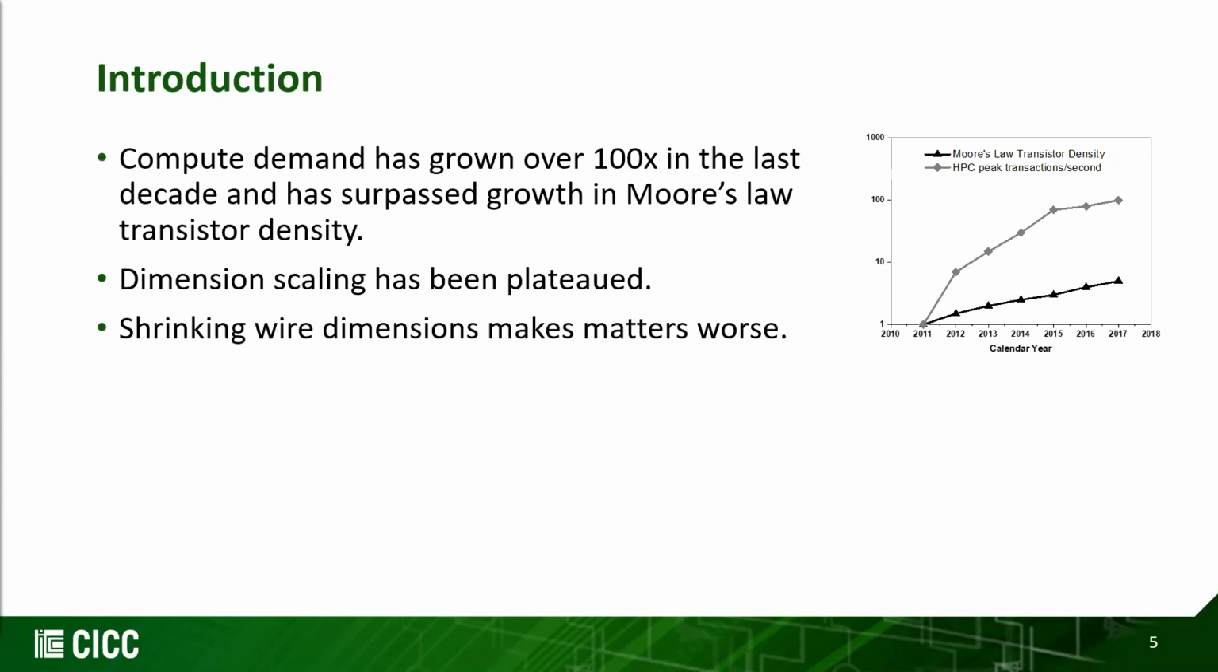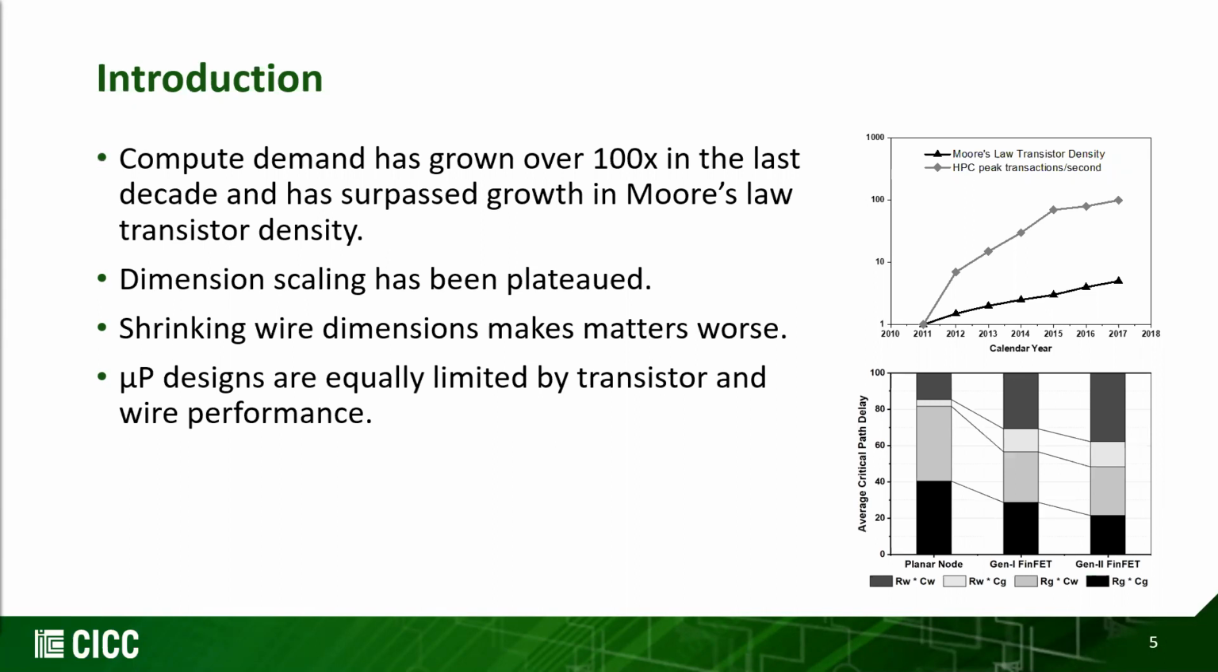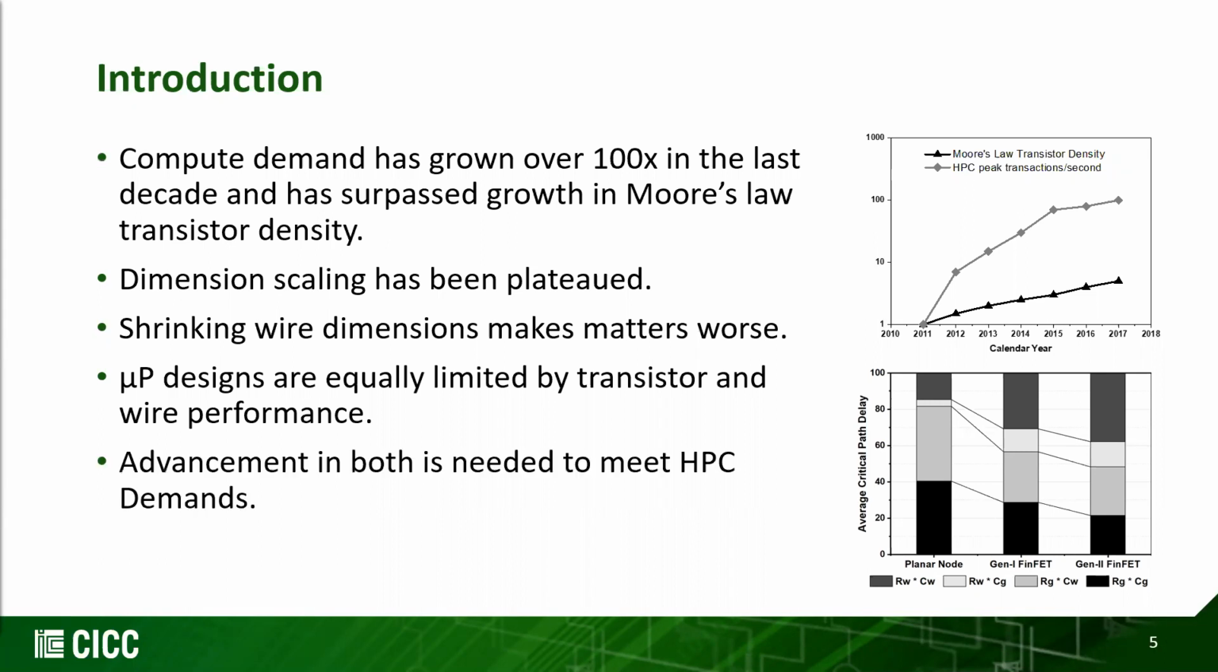The shrinking of the wire dimensions, which causes the resistance to increase exponentially, makes matters worse. The modern day microprocessor designs are equally limited by transistor and wire performance. In this graph, we try to break down the average critical path delay of a microprocessor into its constituent components across different generations of devices, and we observe that the sum of R_W C_W and R_W C_G components contribute to around 50% of the delay. Thus, we need advancement in both transistor technology and interconnect technology to meet the HPC demands.